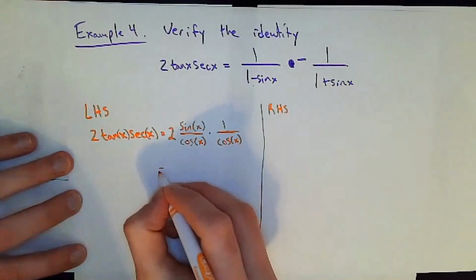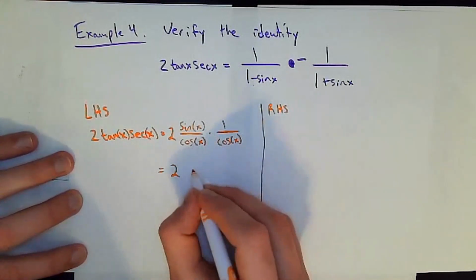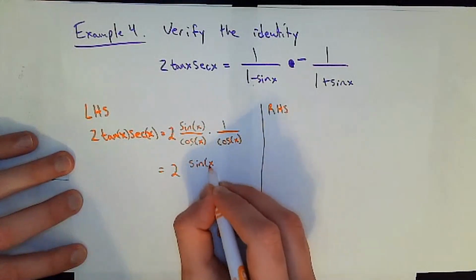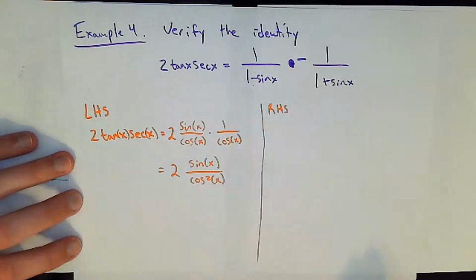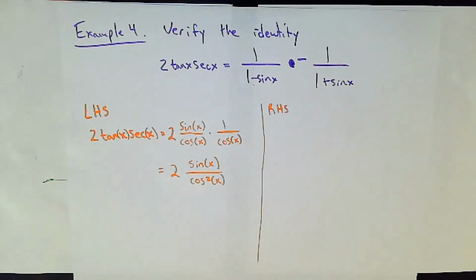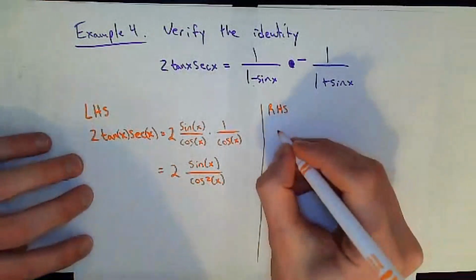Okay, cleaning this up, I've got 2, multiplying the fractions, times sine of x over cosine squared of x. And at this point, what else could I do? I know I can write cosine squared in terms of ones and sine squared from the Pythagorean identity, but I'm not sure. Should I do that? I don't know. Let's go work the right-hand side.